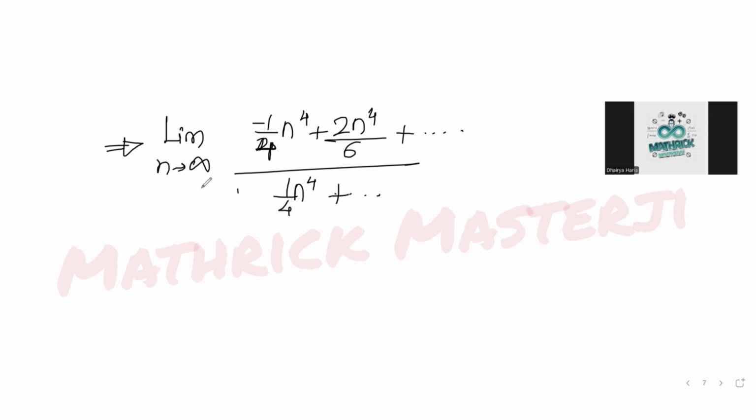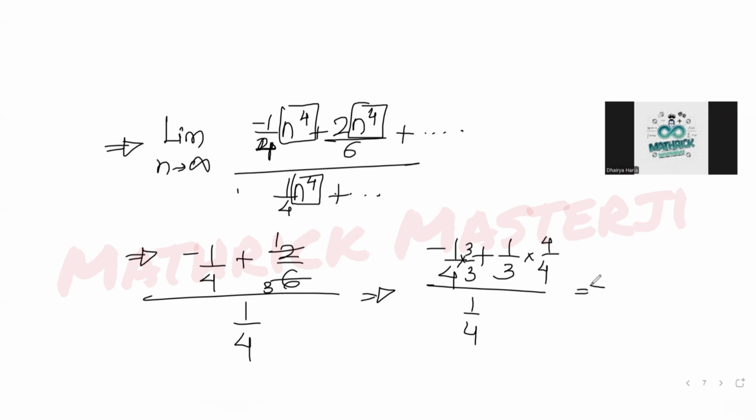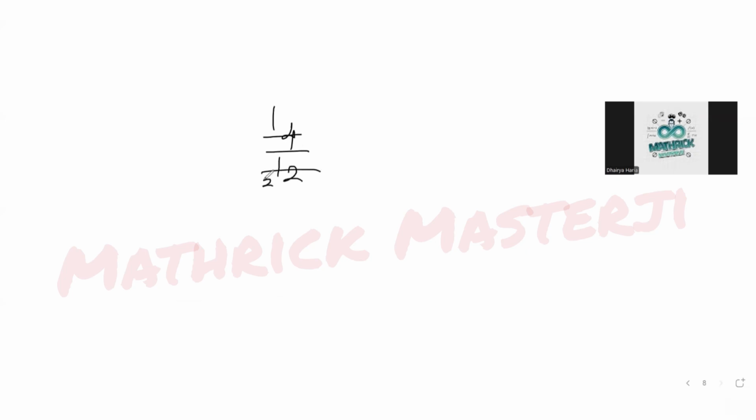Now we know that whenever limit tends to infinity, and if you have the same highest powers for numerator and denominator, you just take the coefficients of them. So if I solve for the coefficients there, I have minus 1 over 4 plus 2 over 6, the whole thing divided by 1 over 4. I can just make this 1 over 3, the whole thing divided by 1 over 4. So if I make the denominators same for the numerator, I multiply this with 4 and this with 3. That gives me 4 minus 3, which is 1 over 12, divided by 1 over 4. That basically makes it 4 over 12, and that makes it 1 over 3. So we get the answer to the question as 1 over 3.